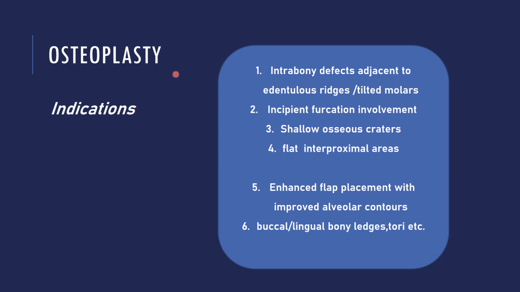Osteoplasty, as we know, is just a reshaping of the bony contours. The indications are intrabony defects adjacent to edentulous ridges or tilted molars, where some amount of reshaping is needed. Incipient furcation lesion, that is grade 1 furcation involvement: for furcation plasty, you can just go for osteoplasty to make it accessible for oral hygiene maintenance. Also for shallow osseous craters, flat interproximal areas, enhanced flap placement with improved alveolar contours, and buccal or lingual bony ledges or tori.